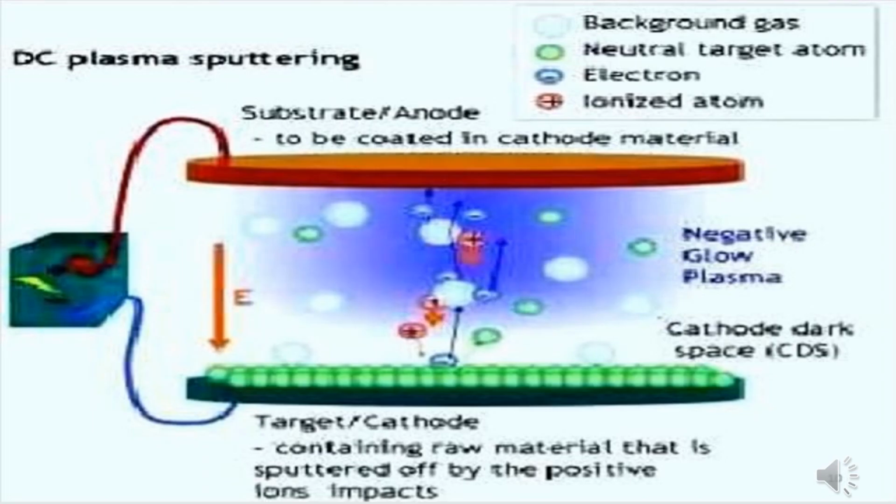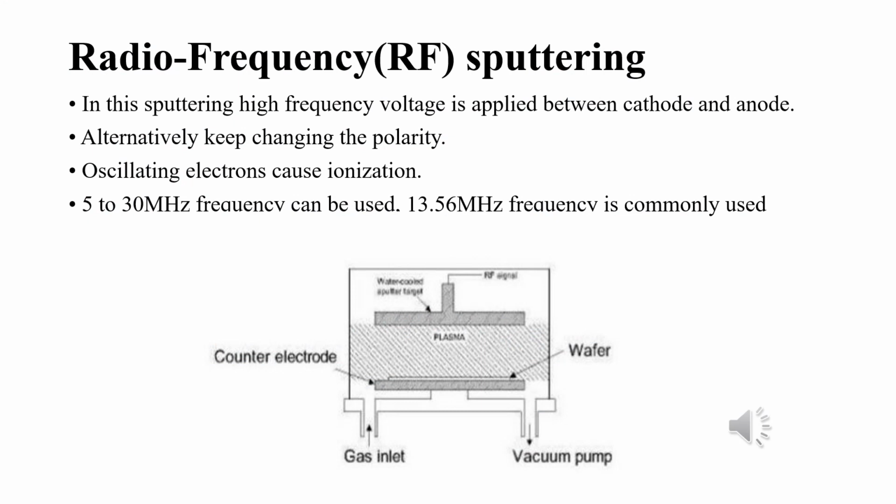This diagram explains DC plasma sputtering. As we already studied above, there is a glow between cathode and anode, and at the top of this diagram there is a substrate anode on which the target material from the cathode is used to form a thin layer. Another type of sputtering is radio frequency sputtering.